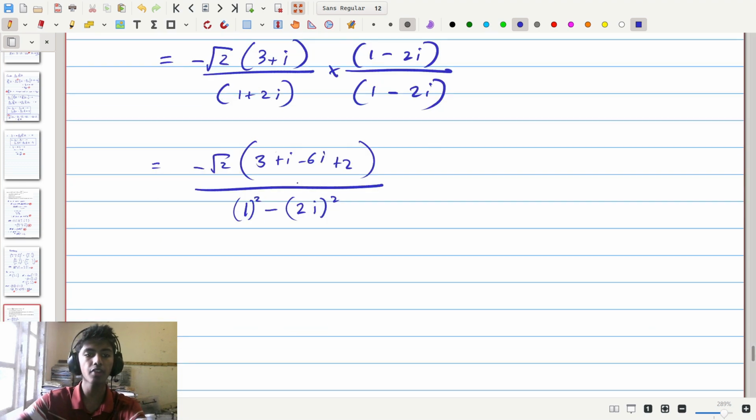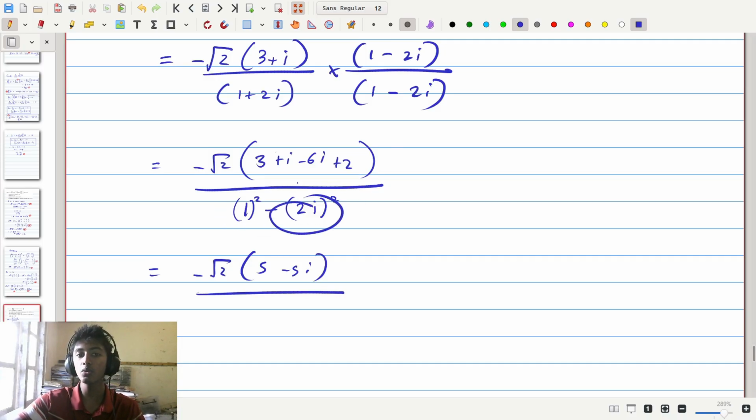Now simplifying this down, on the top we're going to get minus the square root of 2 multiplied by, and this part here is going to be equal to 3 plus 2, which is 5, and then i minus 6i, which is minus 5i, so minus 5i, and this is going to be divided by 1 minus 2 squared i squared, which is negative 1 times negative 1, positive 1, so we have 1 plus 2 squared, which is 5, so divide by 5.